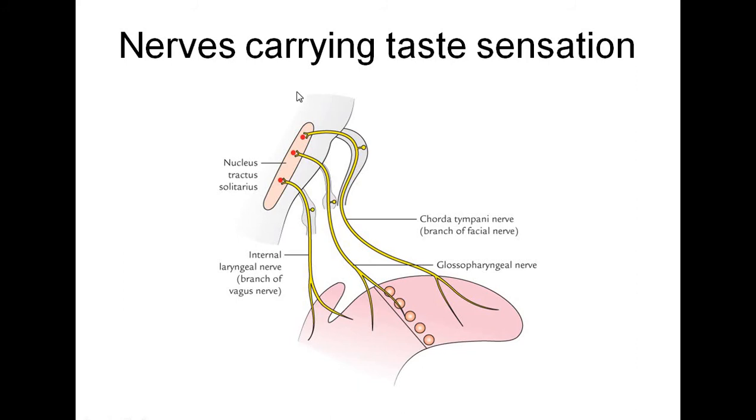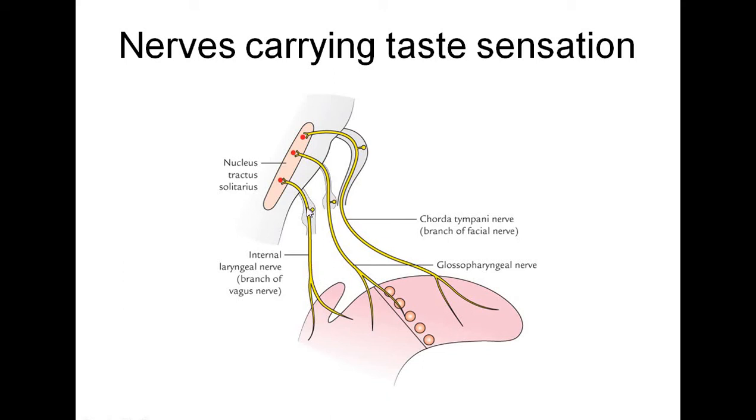This is the diagram showing the nerves carrying the taste sensation. From the anterior two-third part of the tongue, except the circumvallate papillae, the taste sensation is carried by the chorda tympani nerve, which is the branch of the facial nerve, up to the geniculate ganglion. The posterior one-third part of the tongue along with the circumvallate papillae, the taste sensation is carried by the glossopharyngeal nerve up to the inferior ganglion. And from the posterior most part of the tongue, the taste sensation is carried by the vagus nerve up to the inferior ganglion.